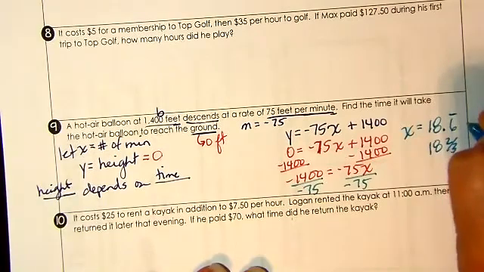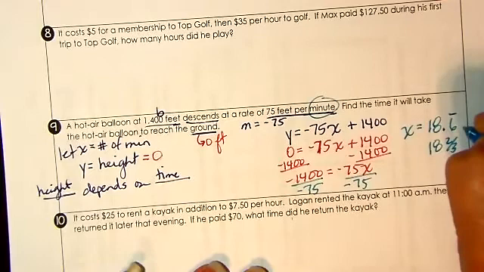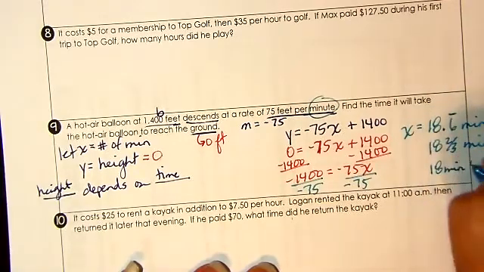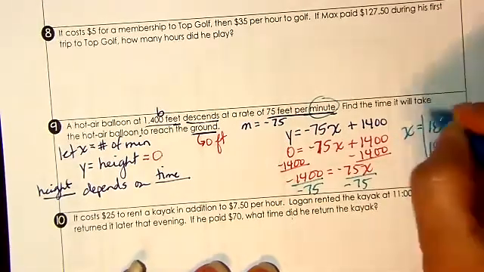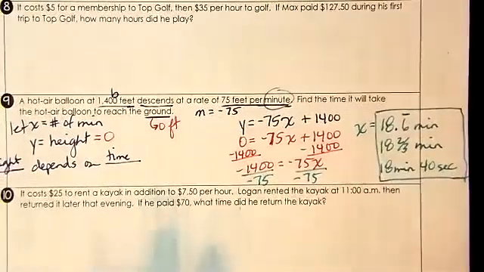Because remember, this is talking about minutes. So this is 18.6 repeating minutes, 18 2/3 minutes, or it would be 18 minutes and 40 seconds. All of these are acceptable answers. Oh, let me make sure you can see it.